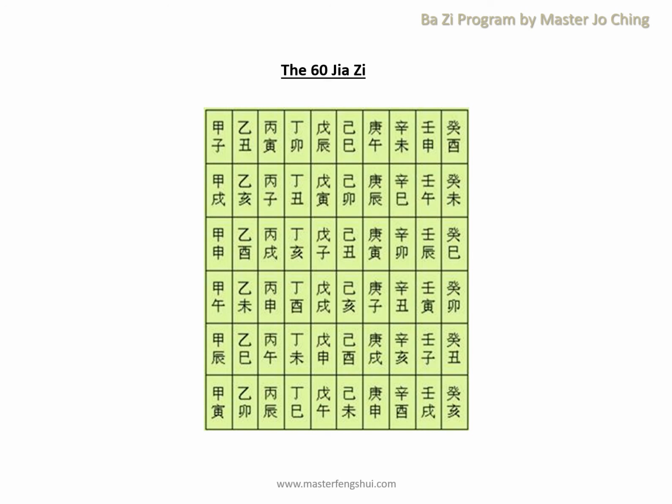pillars. First pillar being 甲子, second 乙丑, 丙寅, 丁卯, 戊己. Okay, so this is what we have just done, until 癸酉. Then we come down to the second, or the 11th pillar. The 11th pillar is 甲戌, then 乙亥, 丙子, 丁丑. So it just keeps on going until the last pillar is 癸亥.